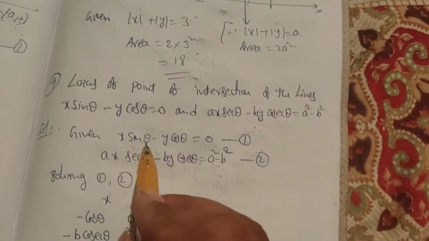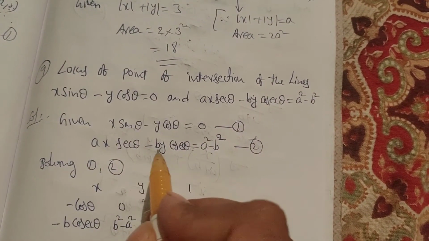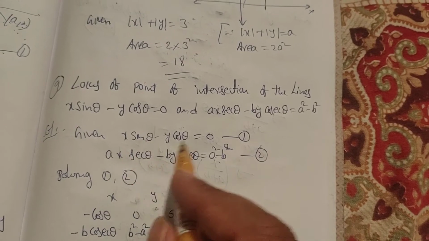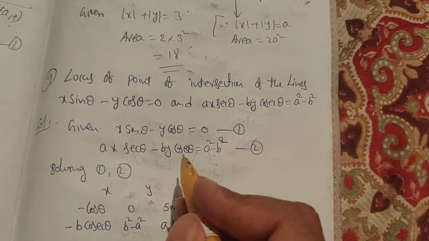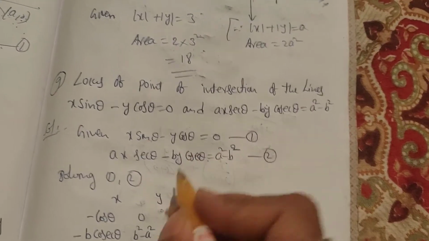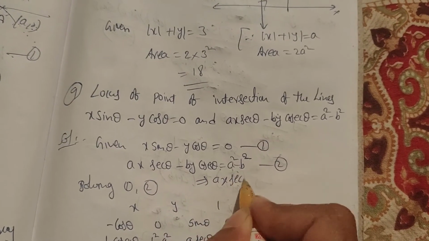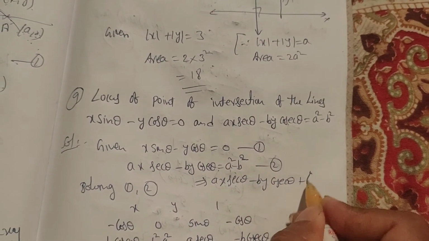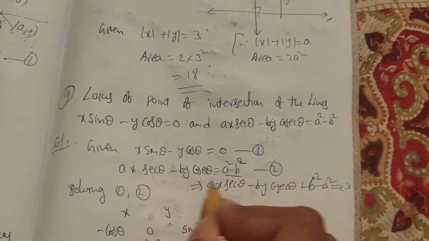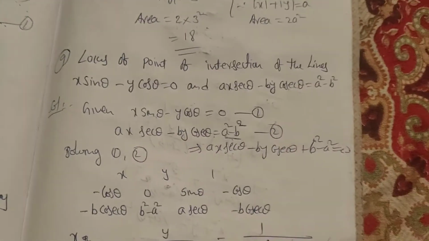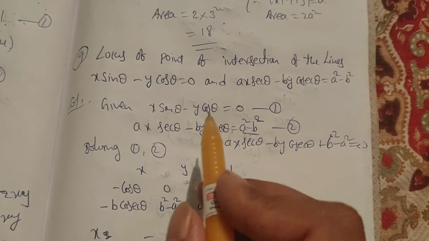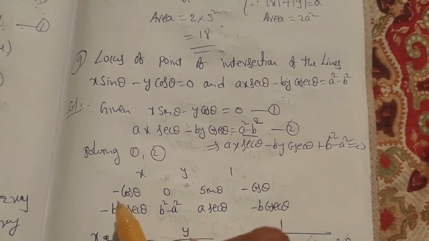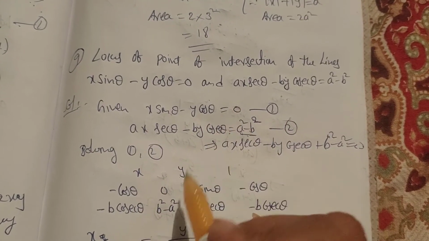Take the first equation x sin theta minus y cos theta is equal to 0. Second equation ax secant theta minus by cosecant theta is equal to a square minus b square. Apply the cross multiplication method. Here x, y, constant, actually the constant should also be on the left side. So ax secant theta minus by cosecant theta plus b square minus a square is equal to 0. If you transpose to the left side, a square becomes negative, b square becomes positive. Take x, y, there is no constant, so start with this minus cos theta. You know how to write the cross multiplication method. So minus cos theta, next constant not there, so 0.